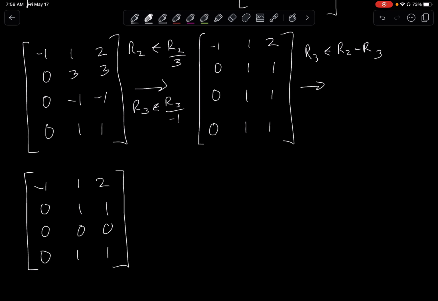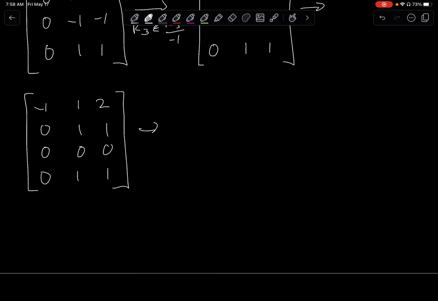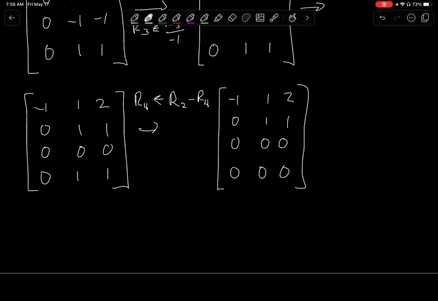And then I can do a very similar thing with row 4, right? So I can say that row 4 is assigned to row 2 minus row 4, right? So I take this, I take that, and I subtract them, I get a 0, take that, subtract them, and get a 0, right? So this is going to be really nice. -1, 1, 2, 0, 1, 1, 0, 0, 0, and then subtract them, right? And then you get these zeros. Okay, so now we've entered an echelon form.